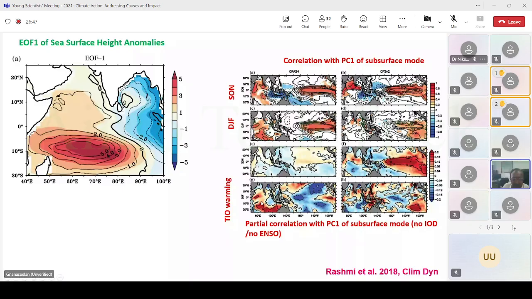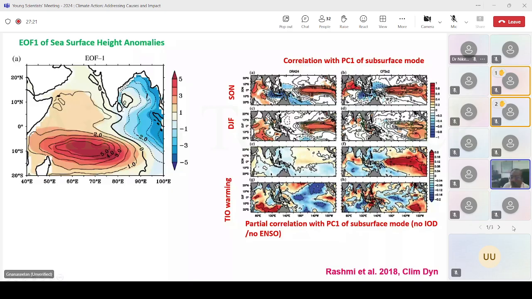But if you see here, we took the subsurface PC and regressed it with the SST pattern, and it's a partial regression, or partial correlation, with no ENSO. Even when the ENSO signals are removed, you will get a basin-wide warming. That is suggesting that you don't really require an ENSO to force the basin-wide mode. So you need only the subsurface mode of the variability.